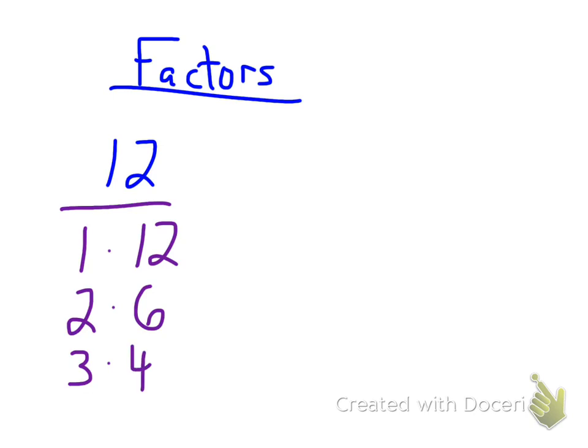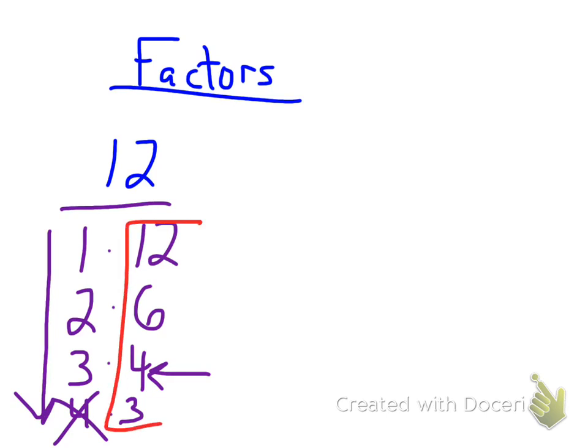Now, the next number I would write is 4, and it would be 4 times 3, but since I've already listed 4 in my list, I do not need to have my next one. So once the numbers going down this side match one of the numbers on the right side, I know my list is complete.